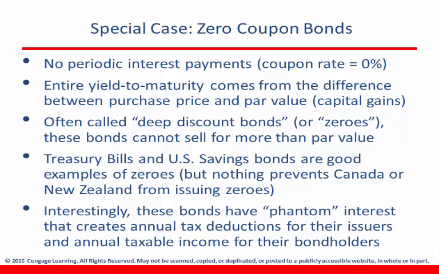And then one really fun fact, an interesting caveat, is that these bonds have what's called phantom interest. In other words, they create annual tax deductions for their issuers and annual taxable income for their bondholders. Right? So let me say that again. They have phantom interest, which creates annual tax deductions for their issuers and annual taxable income for their bondholders. And it's just a legal stipulation, right? The federal government created these rules, and we just have to follow them. But this is pretty neat, and I want you to know about that phantom interest.